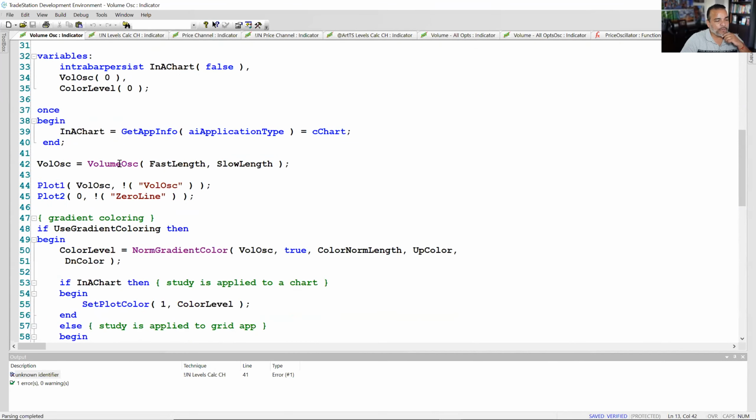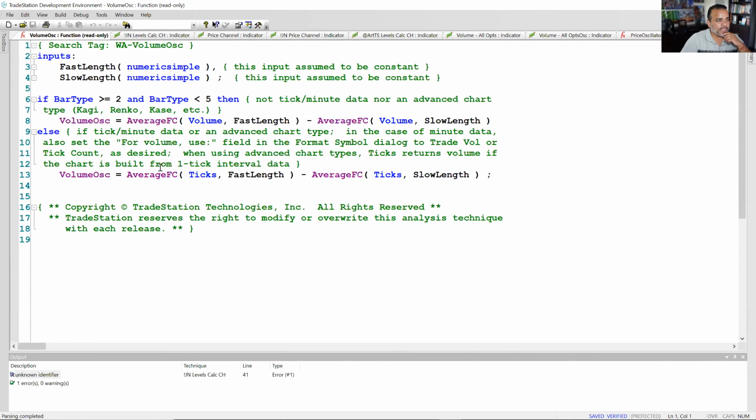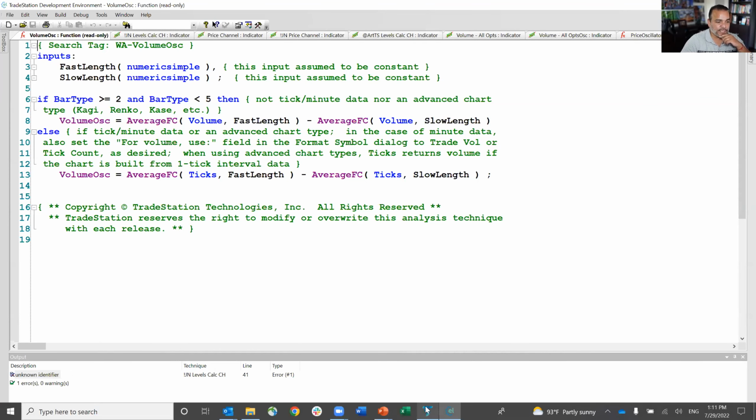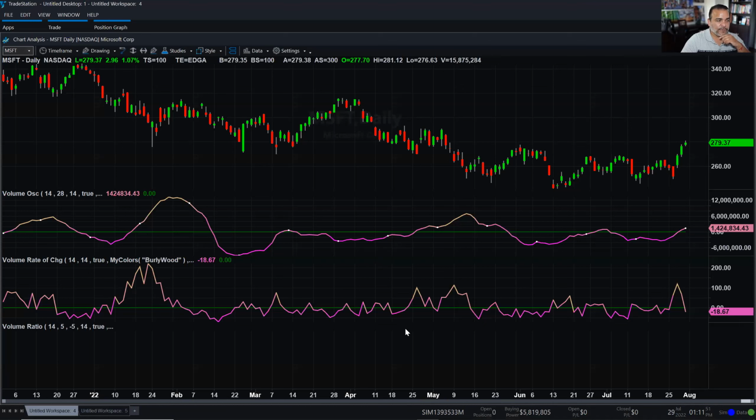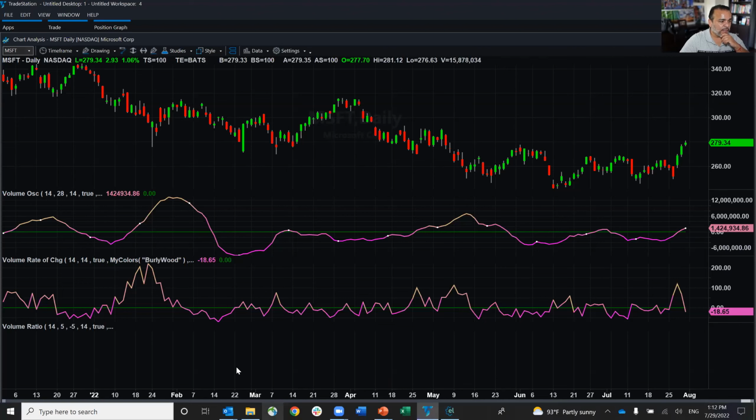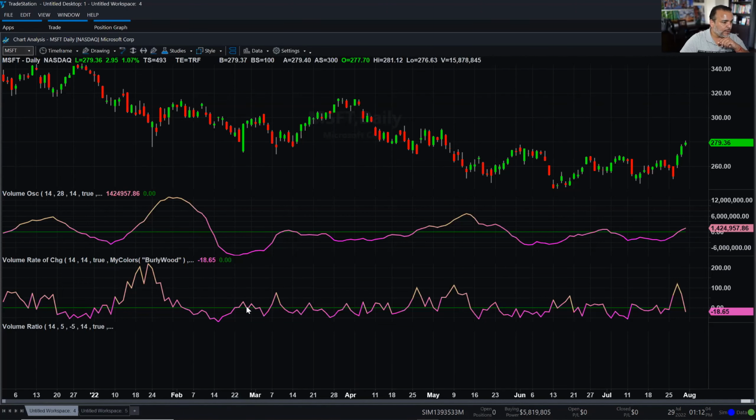It is using a volume oscillator function. And if we open that up, we can see that it's the average of volume minus the average of volume. So it's creating two different moving averages on volume and then creating a difference. And that's what we see here. And for the volume rate of change, similar calculation. Look at the volume from the prior bar and see what the change in volume has been from one bar to the next. Now the volume ratio here is kind of blank.